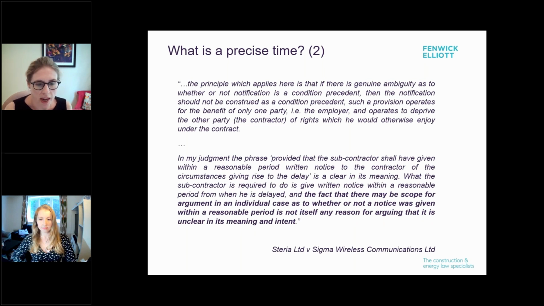So the next slide, again, a bit more justification here. The judge is basically saying, look, we can assess what this time period is, or he thinks you can. So the fact that there may be scope for argument in an individual case as to whether or not a notice was given within a reasonable period is not itself any reason for arguing that it is unclear in its meaning and intent. And this is a curious case. It slightly sits at odds with Bremer, which is obviously a House of Lords case, while Stereo versus Sigma is a TCC case, but is one you have to have in mind. You also have to have it in mind in relation to the second limb of the test that was set out in Bremer.